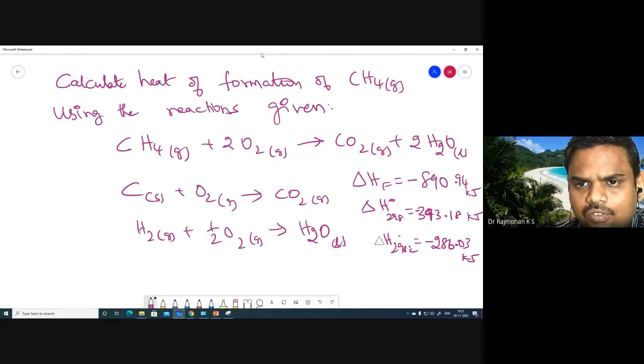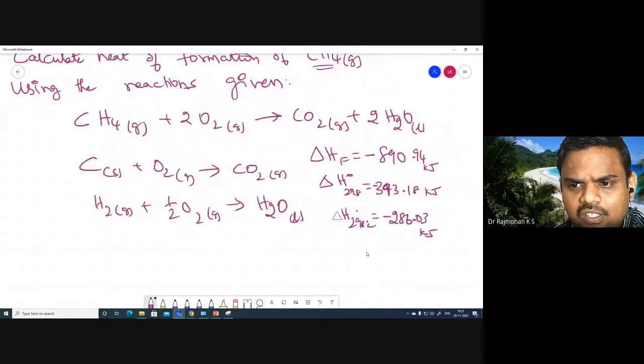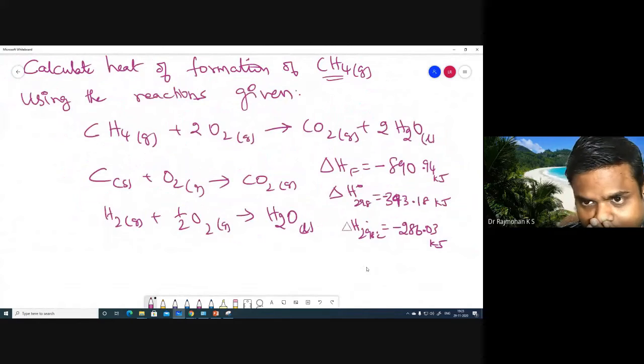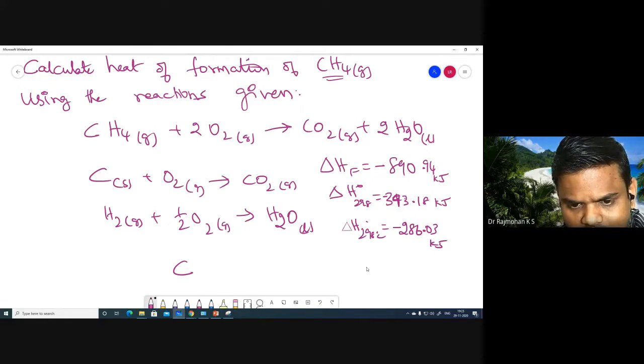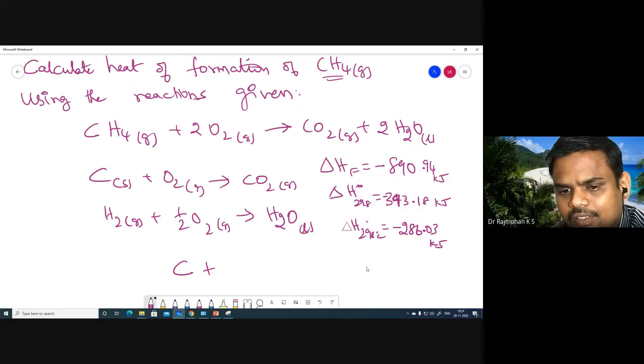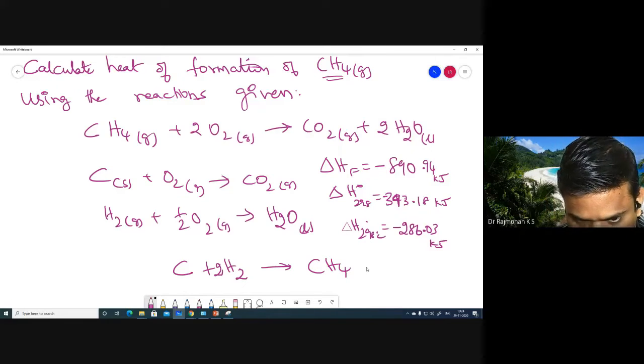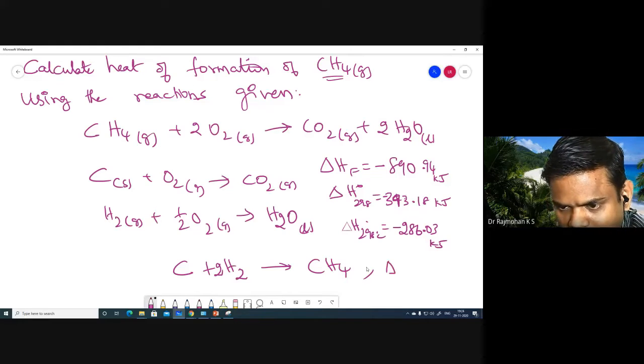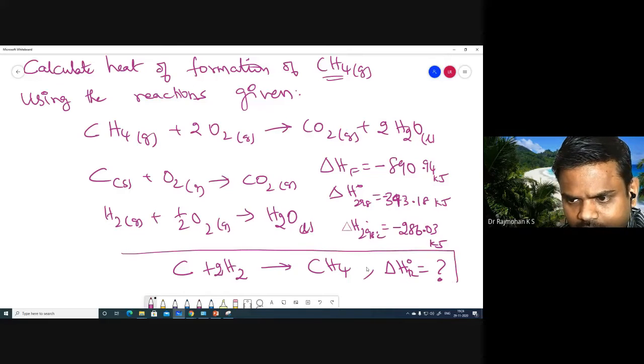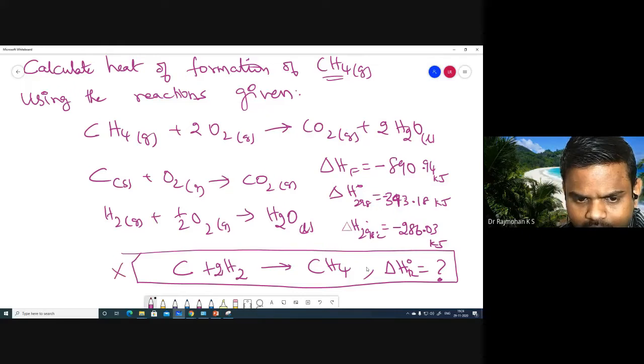So we have to find the heat of formation of methane. What is the heat of formation of methane from its elements? We can write that from its elements, C plus H2. Carbon and hydrogen will react to form methane, which is going to be our overall reaction. So we can write C plus hydrogen forming methane. What will be the balance here? C plus 2H2 gives CH4. What is the delta H of the reaction is the question, right? This is what we have to determine. What is delta HR for this given reaction?